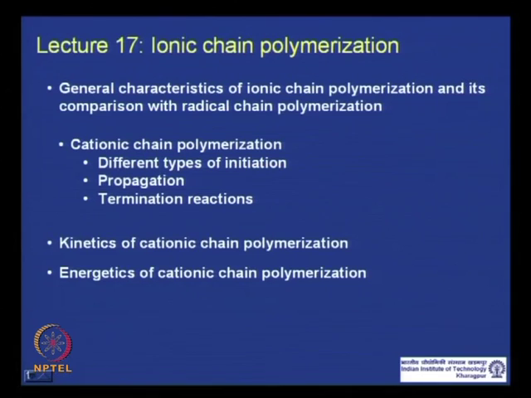with radical chain polymerization. Then we will go to cationic chain polymerization and talk about different types of initiation for cationic chain polymerization, and then go to propagation and termination reactions in cationic chain polymerization. Then I will talk about kinetics of cationic chain polymerization and then energetics of cationic chain polymerization. In the next lecture I plan to talk about the other type of ionic polymerization, which is anionic chain polymerization. Now, let us begin our discussion on ionic chain polymerization.